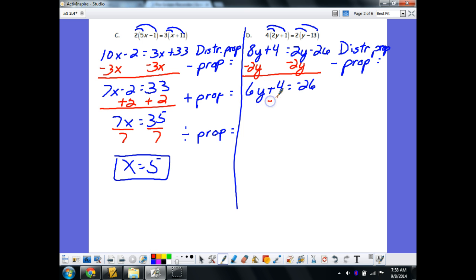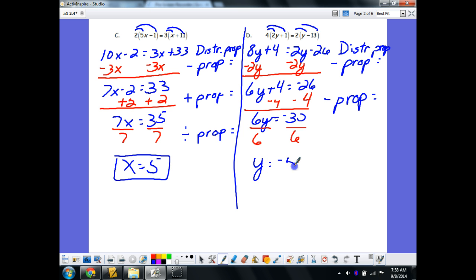Then we'll want to move the 4 by subtracting the 4. So 6y is equal to negative 30. And once again, that was the subtraction property of equality. And finally, to get the y by itself, we're going to divide both sides by 6. So y is equal to negative 5.